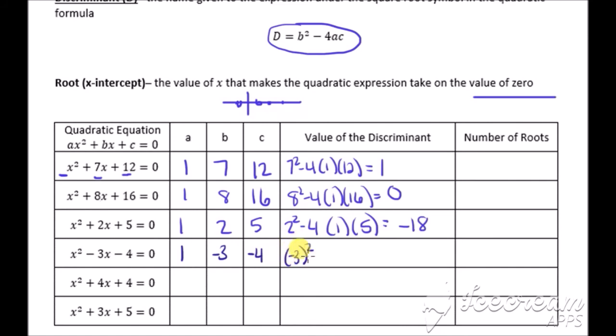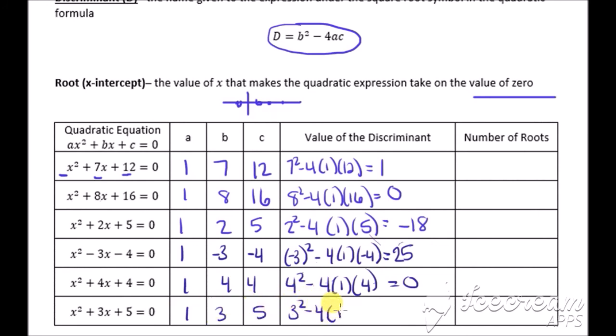B squared, and don't forget to put that b into brackets, minus 4ac. So I get 9. So 9 plus 16 is 25. Okay, and then I get 1, 4, and 4. So we get 4 squared minus 4ac. 4 squared minus, this is basically 4 squared, so I get 0. And then I get 1, 3, 5. B squared minus 4ac. So I get 9 minus 20, so I get negative 11.